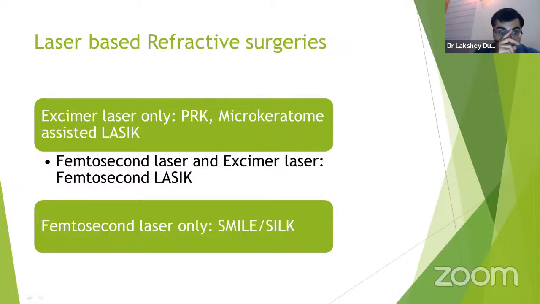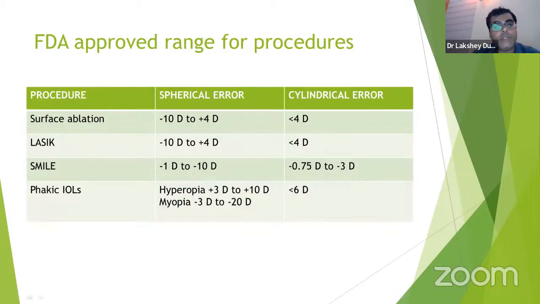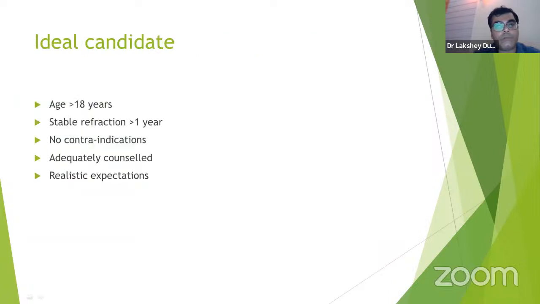So laser-based procedures can be only excimer laser-based, like PRK or microkeratome-assisted LASIK, or femtolaser and excimer laser-based, which is femtoLASIK, or only femtolaser, SMILE or SILK. These are the FDA-approved ranges for procedures. For LASIK or PRK, it is up to -10, and for SMILE, it is only minus and not yet plus. Cylinder is less than 4 for LASIK and PRK, and less than 3 for SMILE. Phakic IOL can be up to -20, and customized can be even more.